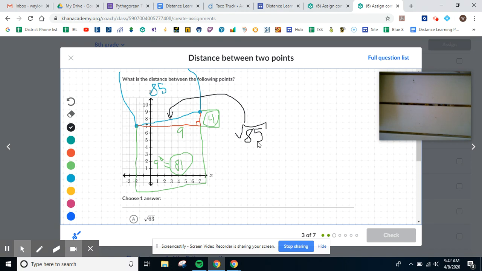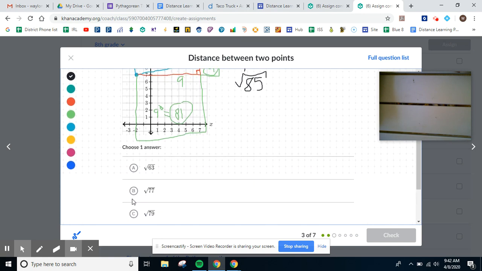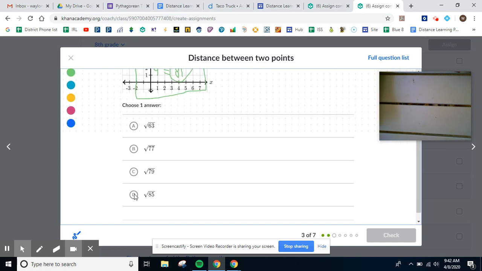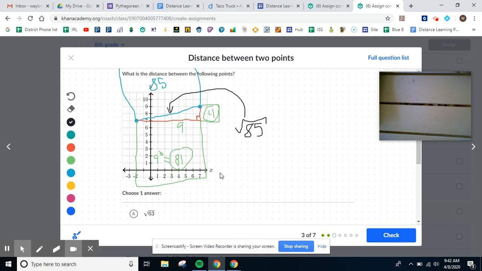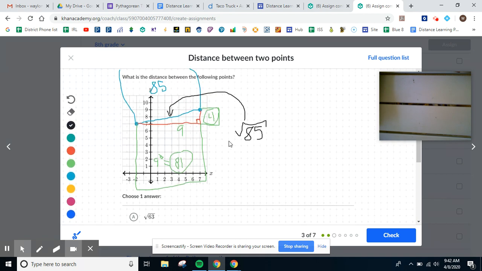Now we have to talk about what the answers look like. In Khan Academy, if they're not perfect squares, they're going to leave them as square roots. So you can see we found the answers right here, right? Square root of 85.